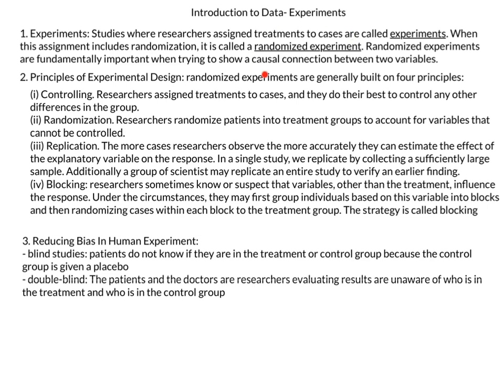So even with randomized experiments, we want to reduce bias, and there are 2 things that we do so that people don't perceive or introduce their bias into the experiment. The first one, in a blind study, we give patients a placebo when they're in the control group, and this way patients do not know if they are in the treatment or control group. The second type of study, the double blind, is where both the patients and the doctors who evaluate the results are unaware of who is in the treatment group and who is in the control group.